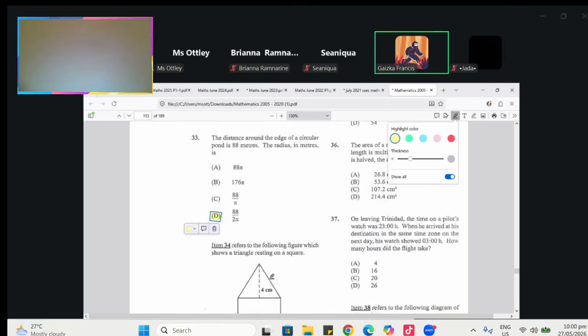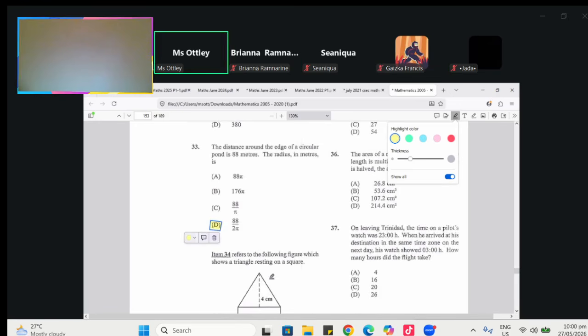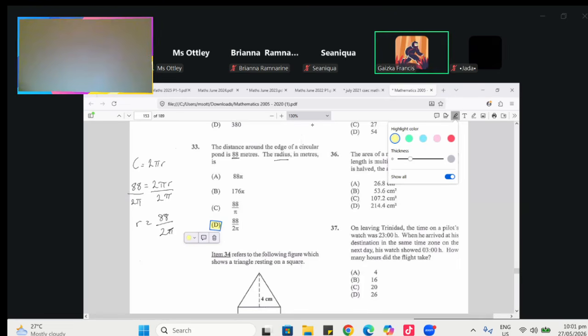Let's think about the circumference of a circle. That is the distance around. The circumference of a circle is 2 pi r. They are telling us that the circumference is 88, so 88 is equal to 2 pi r. If they want us to find the radius, I am going to divide both sides by 2 pi. So my radius is equal to 88 over 2 pi.